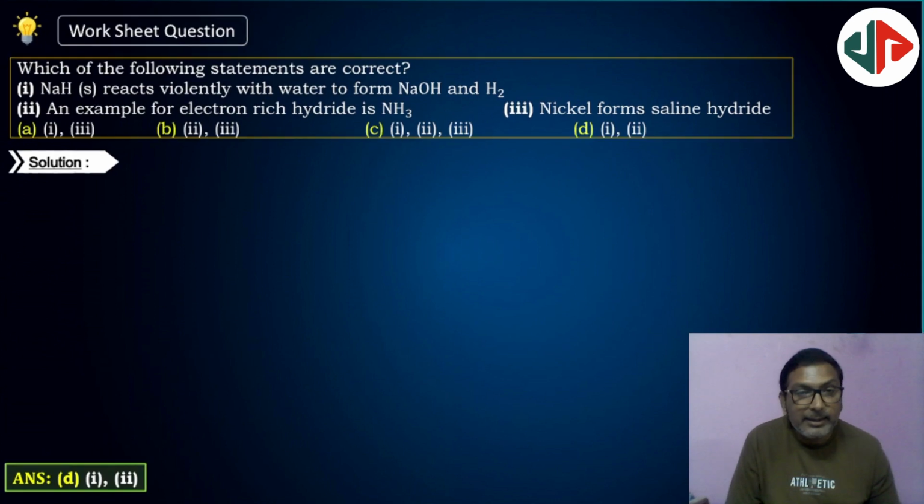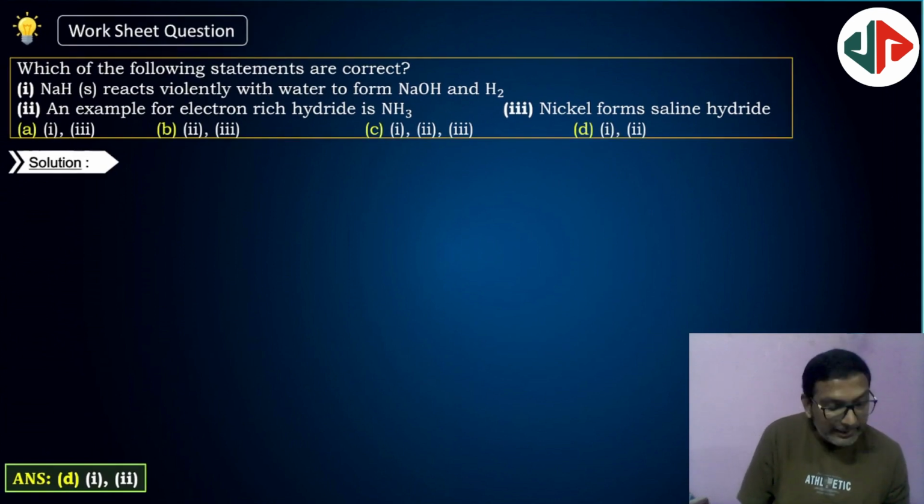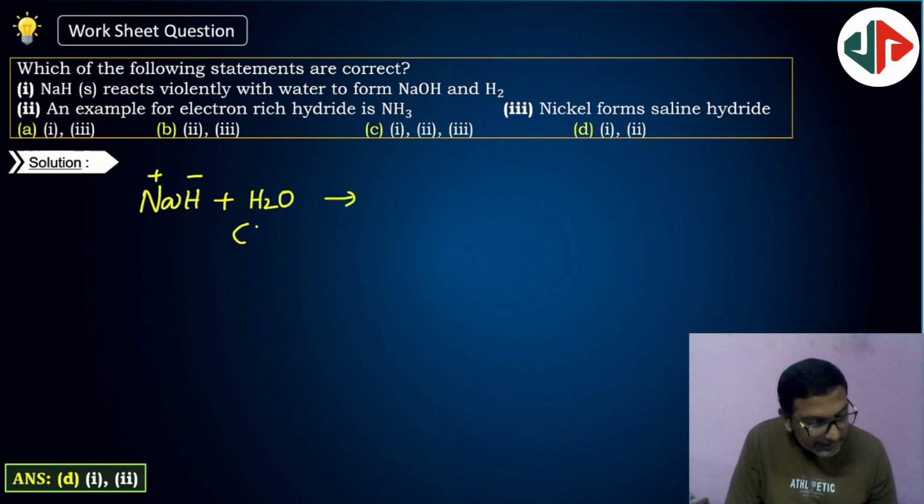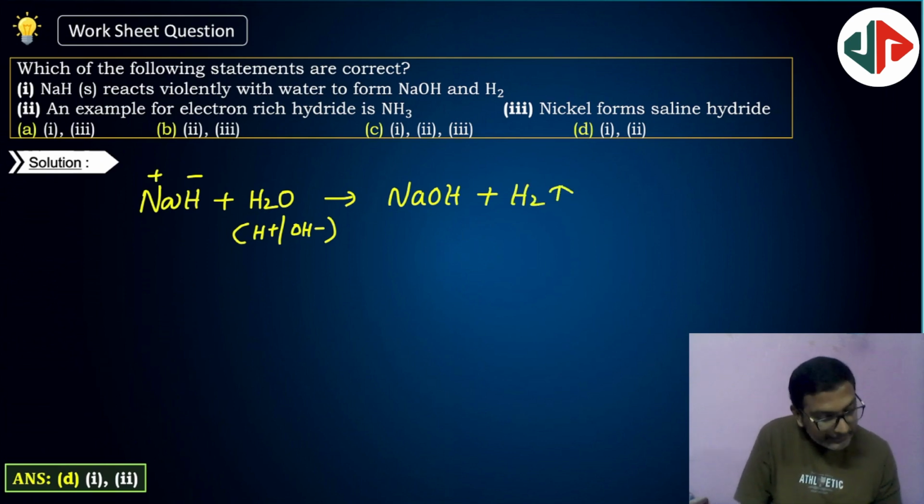Which of the following are correct? NaH reacts violently with water to form NaOH and H2. NaH plus H2O: Na+ H-, and here H+ OH- gives NaOH plus H2 gas. This is correct. Next, an example for electron rich hydrides.